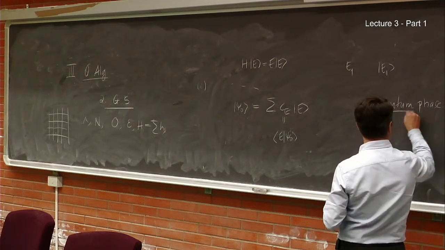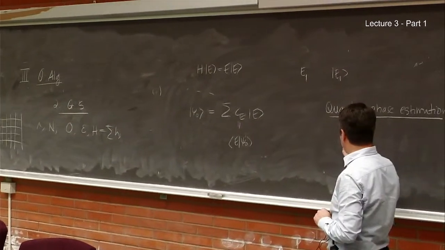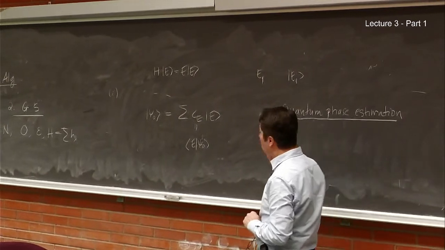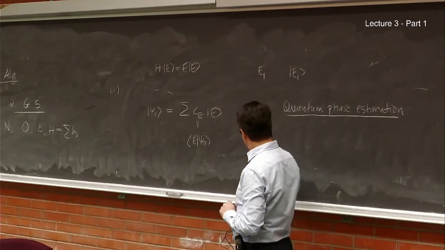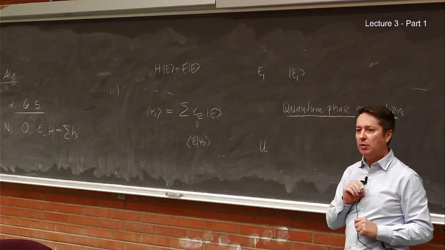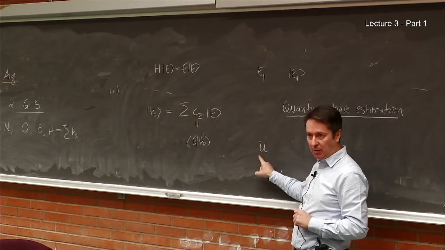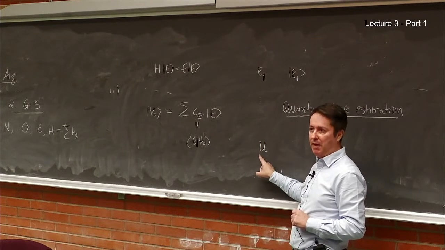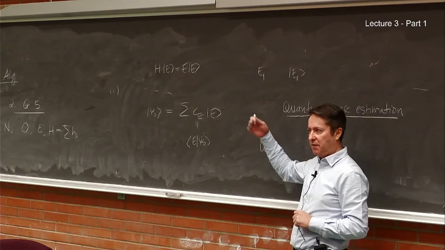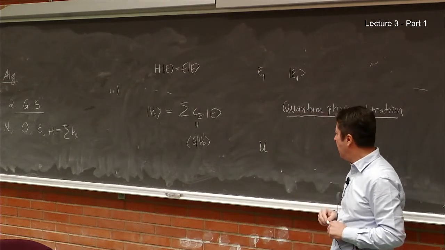So let me explain what the main idea is. Imagine that you have some unitary operator, and what you want to do is to compute the spectrum of this unitary operator. The spectrum of a unitary operator is just phases, right? Unitary operators have eigenvalues that are roots of 1.